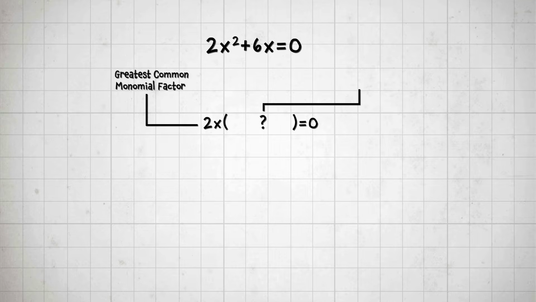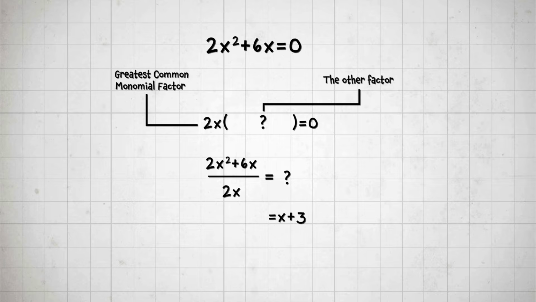What is the greatest common monomial factor? Did you say 2x? If you did, you are right. So how do we obtain the other factor? We divide the polynomial by this GCMF. And what is the result if we divide 2x squared plus 6x by 2x? The result is x plus 3. Hence, the equation is 2x multiplied by the binomial x plus 3 equals 0.